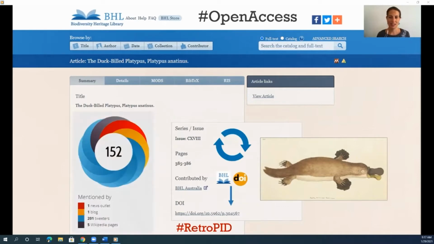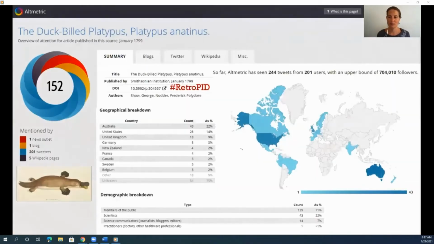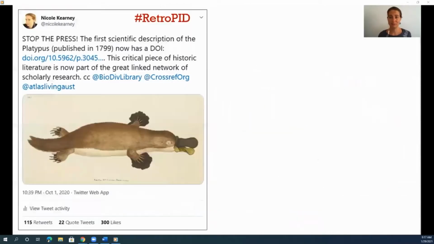And now that the platypus has a DOI, we can track whether people are using and citing it. The article has only had that DOI since October, but its altmetric wheel is already looking pretty impressive. If you click through to get more information about the DOI, you'll see that the new DOI appears on 5 Wikipedia pages, it appears on a blog, and it's been tweeted or retweeted by 201 individual Twitter accounts with an upper bound of over 700,000 followers. So it seems that I'm not the only one excited about retropids.